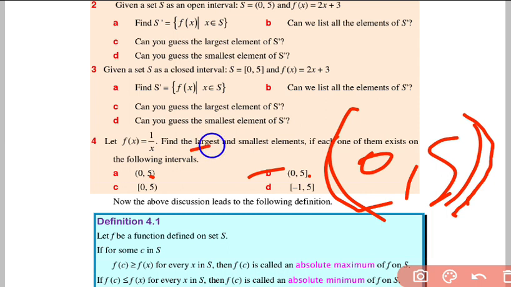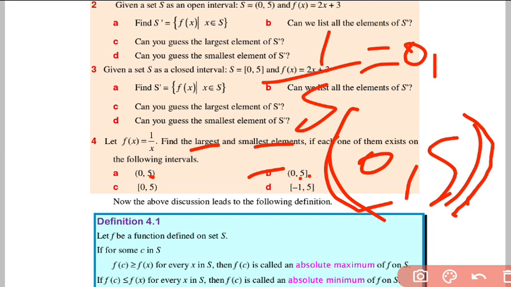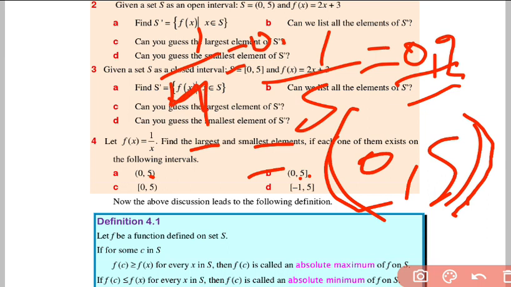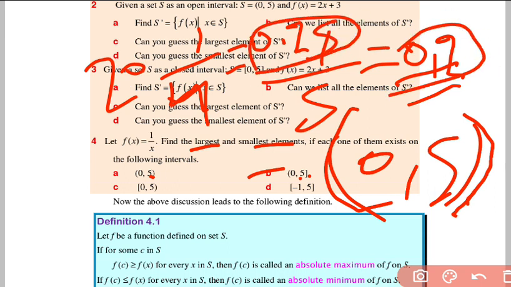Because 5 is included, 1 over 5 is what? 0.2. We only know what the smallest is.